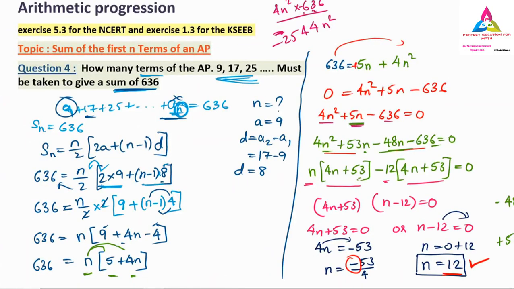In this question, we can see: how many terms of the AP 9, 17, 25 must be taken to give a sum of 636? They have asked how many terms we have to take. We have to take 12 terms. So this is our final answer.